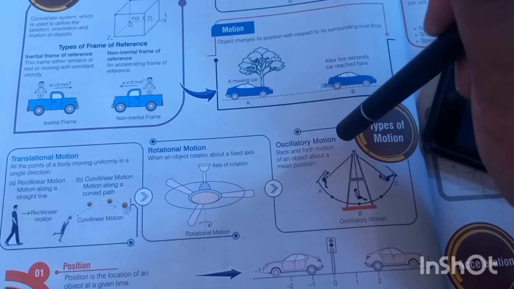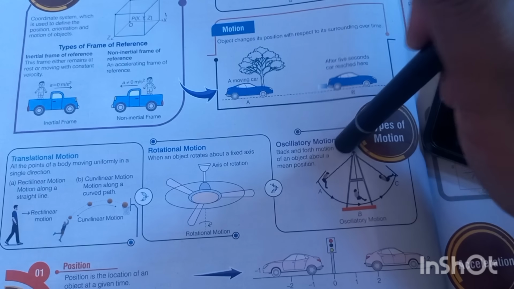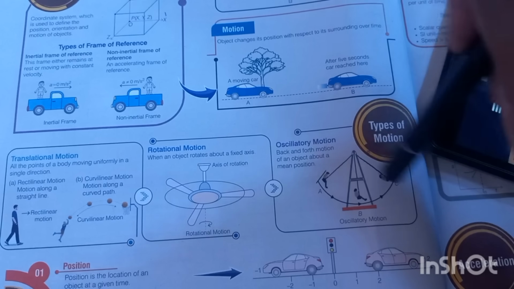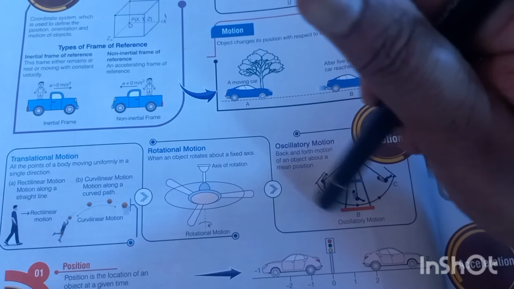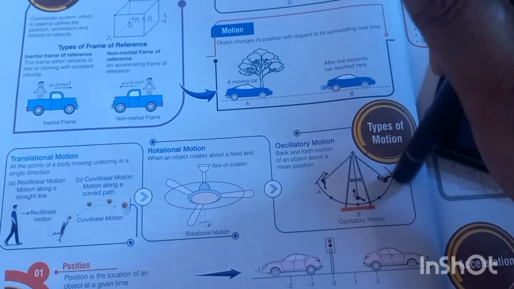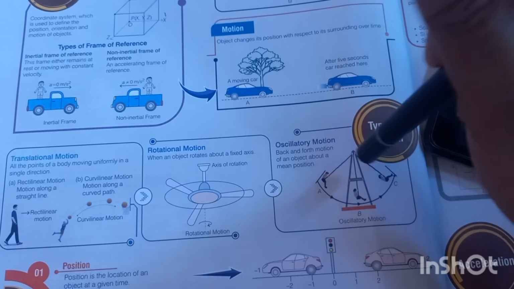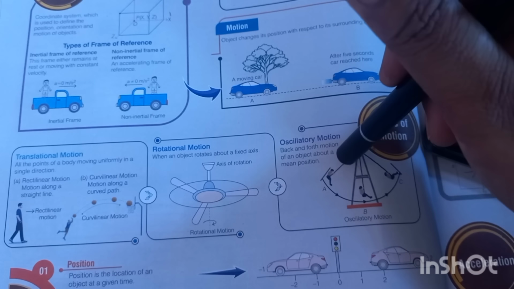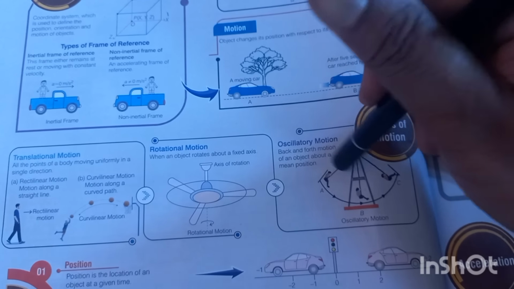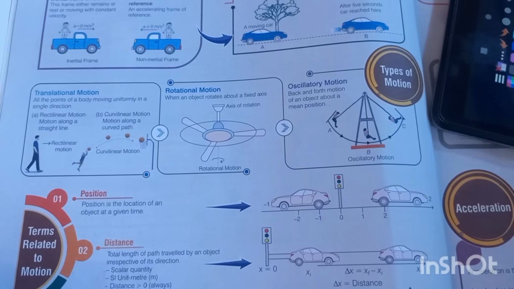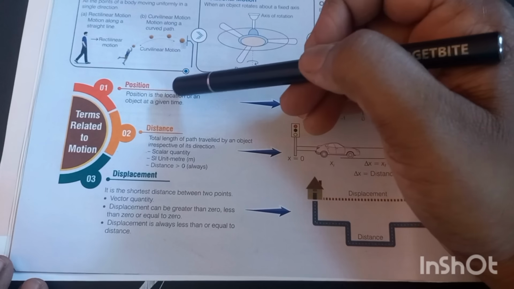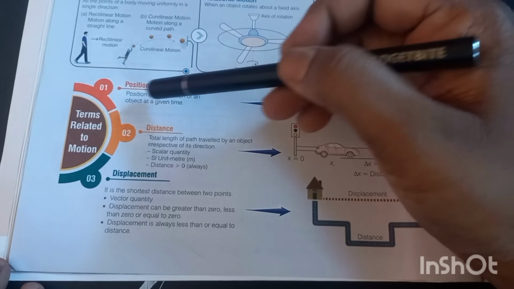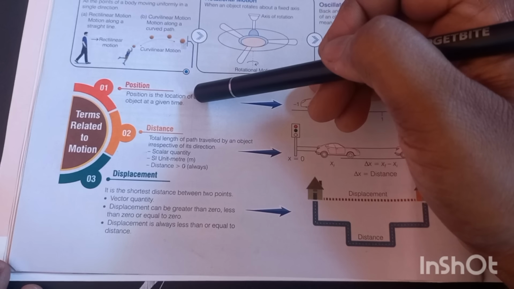Oscillatory: back and forth motion of an object about a mean position. So this person is sitting in the swing, and the swing is moving to and fro, forward and backward. This type of motion is known as oscillatory motion, okay. Now let us go to the position. What is meant by position? Position is the location of an object at a given time, okay.